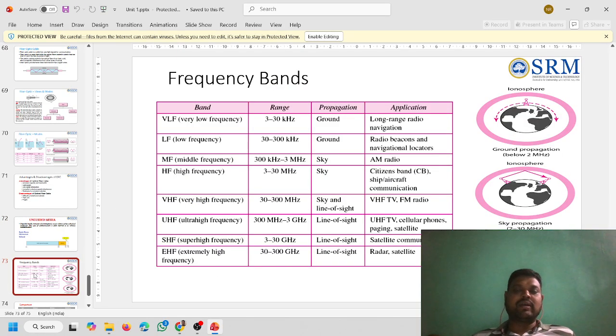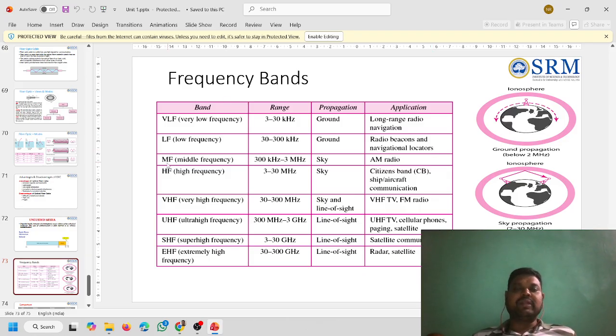So for your understanding, I have prepared this table. See, low frequency, high frequency, medium frequency, very low, high, low. So the frequency range and application, right? So if the frequency range is very low, it means 3 to 30 kilohertz, right? Low frequency means 30 to 300 kilohertz. And low frequencies and very low frequencies are used for ground level propagations, right? Application wise it will be used for long range radio navigation, radio beacons and navigation locators for GPS, right?